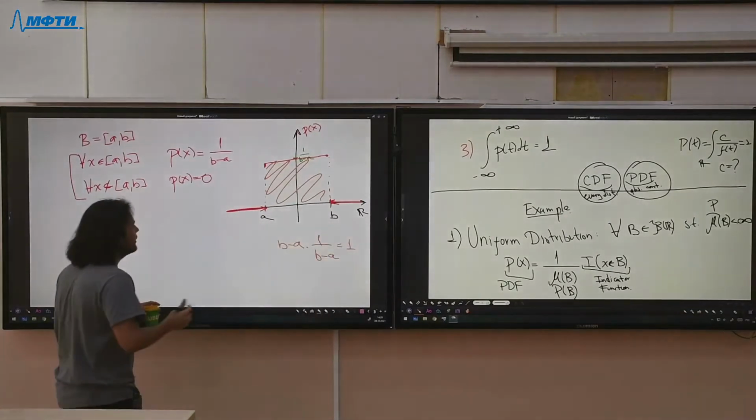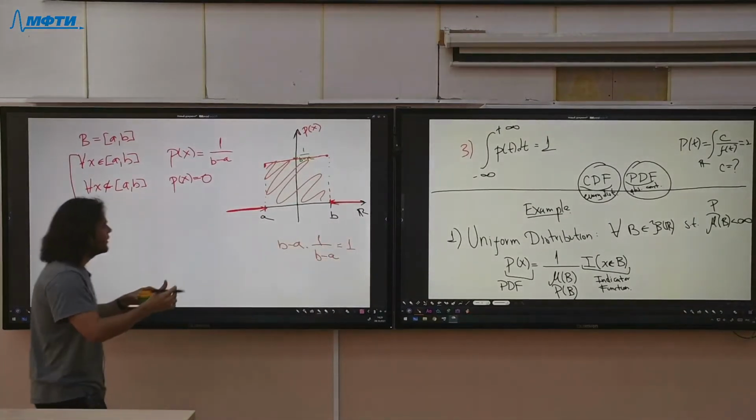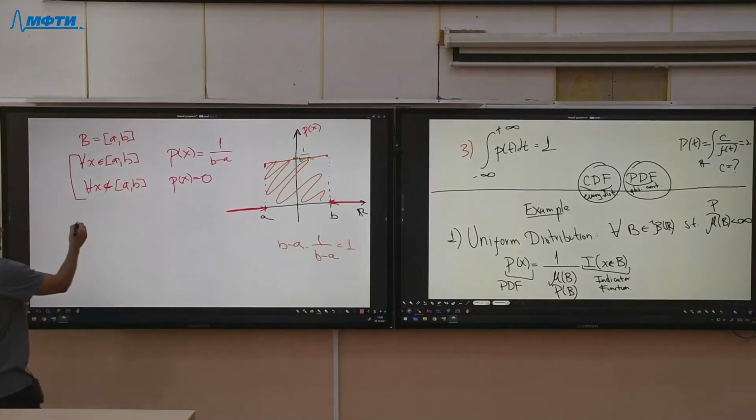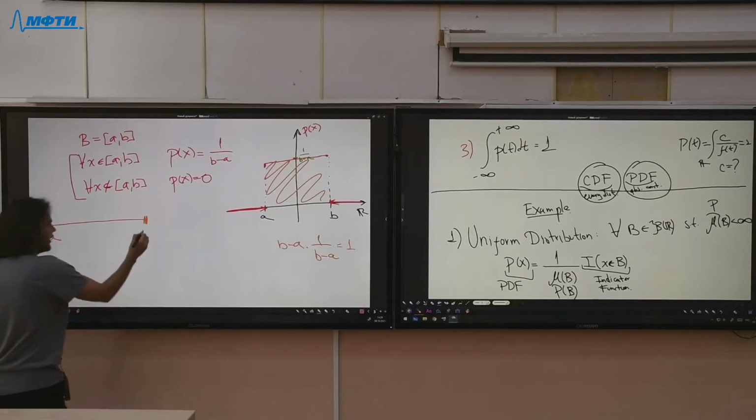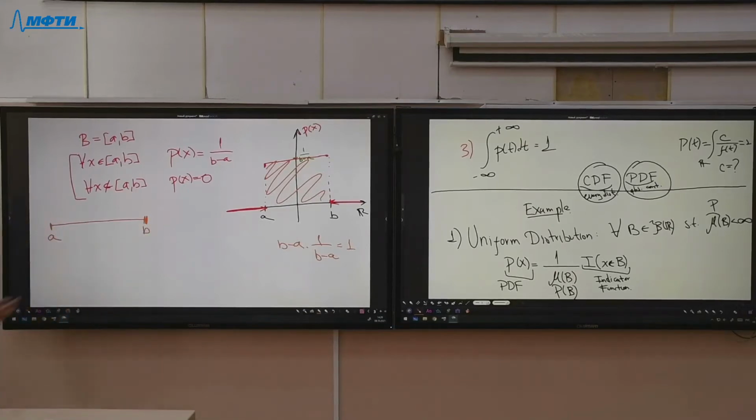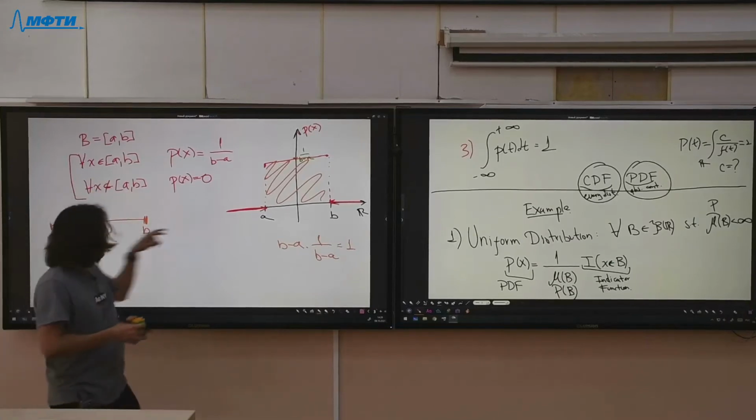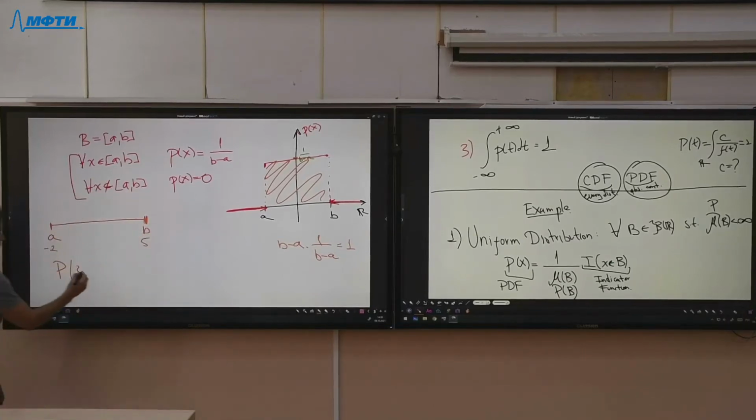So now, what is the probability that, if I have, again, here A and here B, right? And A is, I don't know, minus 2 and this is 5, okay? And the question is, for example, what is the probability that the random variable, so that we pick a point from this segment and it belongs to minus 2 to 0.